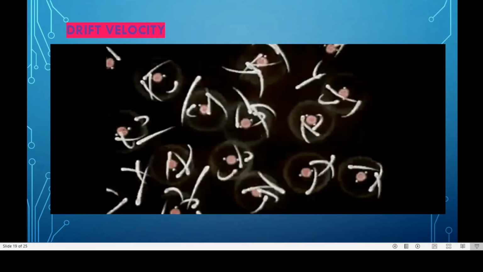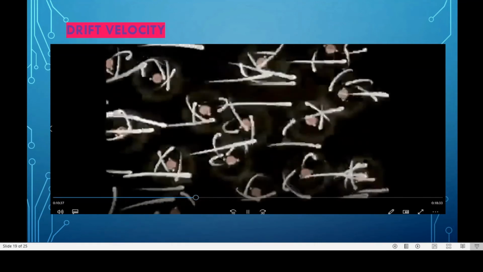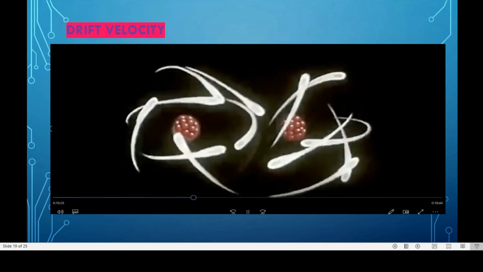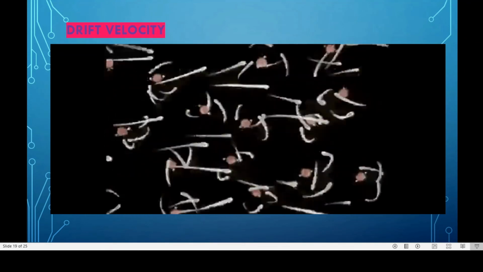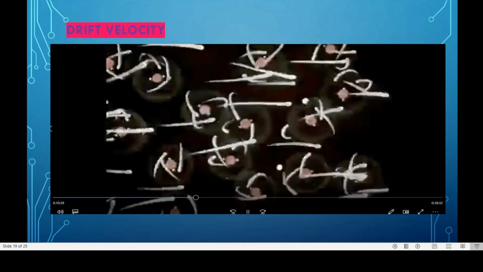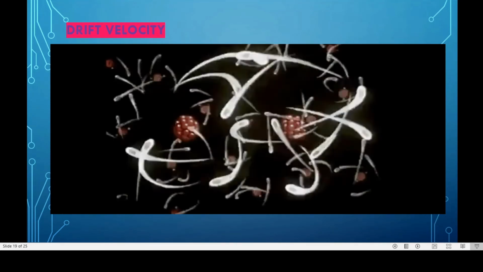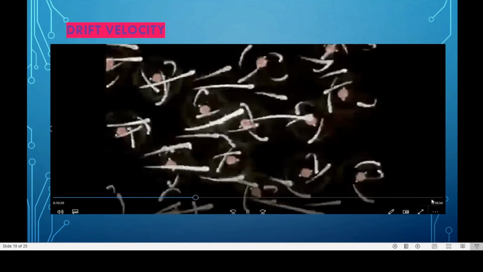Look at this diagram. Observe the visual carefully. On applying the electric field, the conduction electrons get accelerated. The excess energy gained by the electrons is lost during collisions with the atoms. The atoms gain energy and vibrate more vigorously. The conductor gets heated up. This shows how the motion of electrons is modified when the electric field is applied to the conductor. Now let us obtain an expression for the drift velocity of conduction electrons.